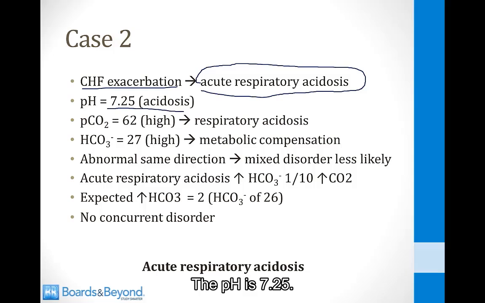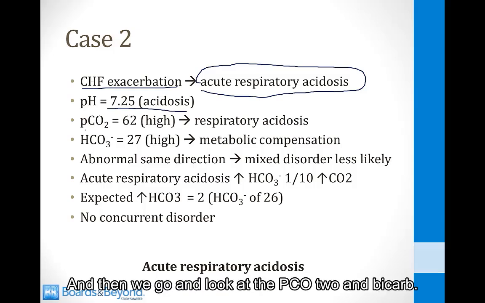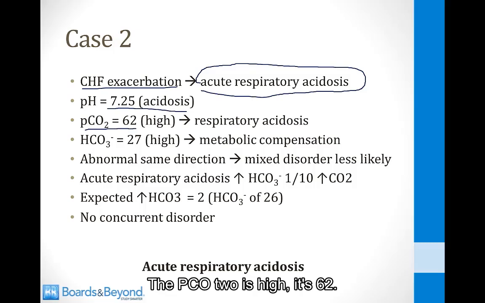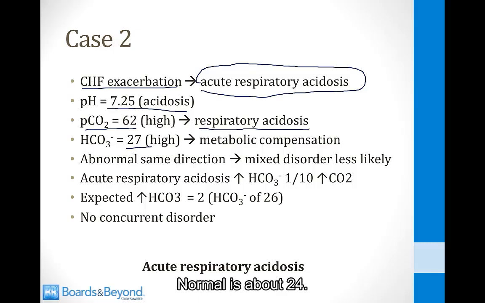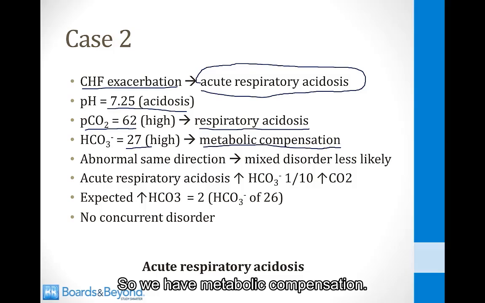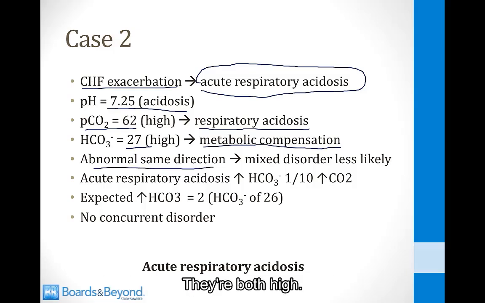The pH is 7.25, so this is an acidosis, and then we go and look at the PCO2 and bicarb. The PCO2 is high at 62. Recall that normal is about 40, so this is a respiratory acidosis. Next, we look at the bicarb, and it's also high at 27. Normal is about 24, so we have metabolic compensation. And both the CO2 and bicarb are abnormal in the same direction. They're both high.